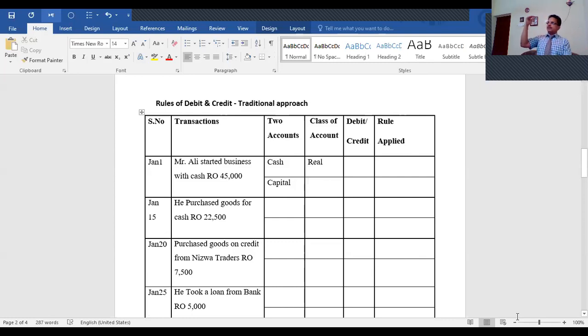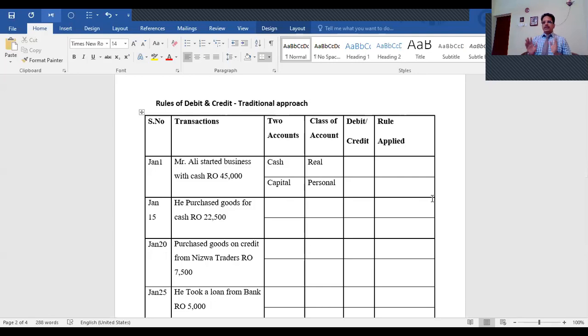Only three accounts are there: personal, real, nominal. Capital is not an asset. Capital is not an expense. As I told in the beginning, capital account is the personal account of the businessman. So capital account is a personal account. If you find this rule easier for you, you can apply it to any transaction, and you will get the correct rule. Debit or credit will be exactly correct. There will not be any difference.